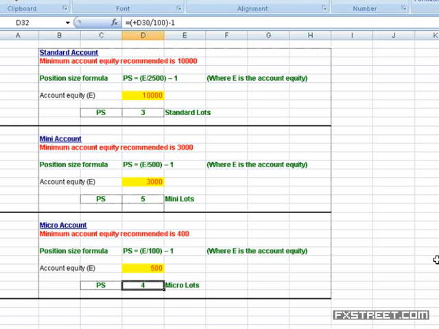Now let's get down to the charts. Let's correlate all of this to the charts. Let me share my charts right now. All right.